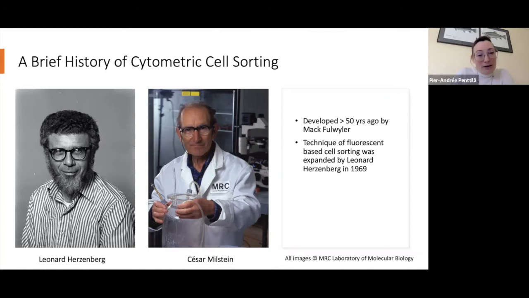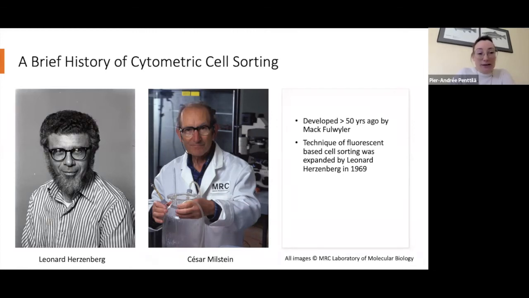Now, the technique of fluorescent-based cell sorting was further expanded by Leonard Herzenberg in 1969. And this is an image of him here during the time that he did a sabbatical here at the LMB. Leonard Herzenberg, who was a geneticist at Stanford, was interested in the addition of a light source in order to sort fluorescently labeled cells for a more specific fractionation of certain subsets.